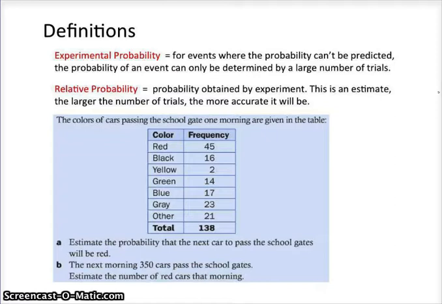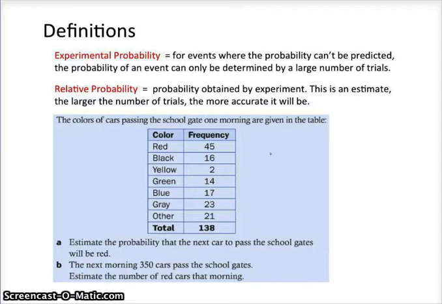Okay, now probability is not always easily determined, in which case we need to actually do experiments to determine the relative probability. And the important thing to remember about this is that the larger the number of trials, the more likely the relative or experimental probability is to be accurate.